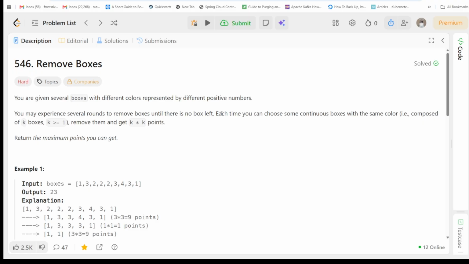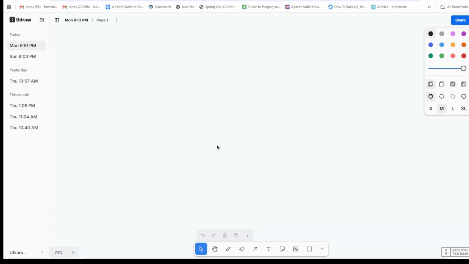So here one thing they have given, we can choose some continuous boxes in the same color. And using this, we need to find out the maximum points we can get. So let's understand the problem first.